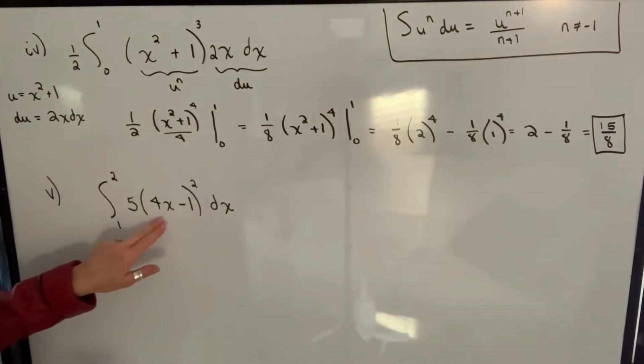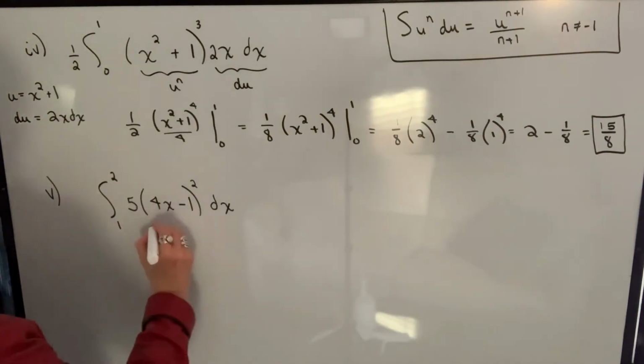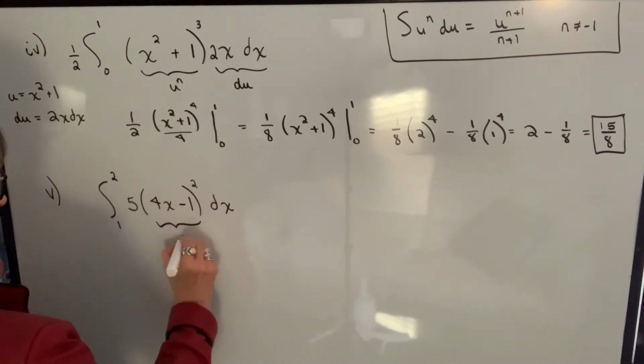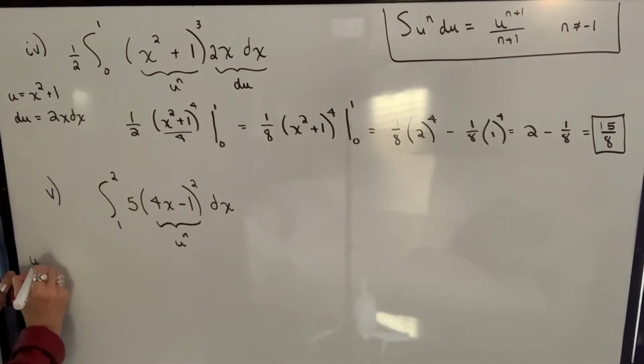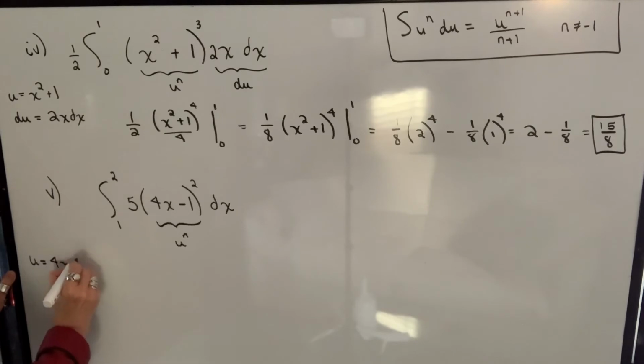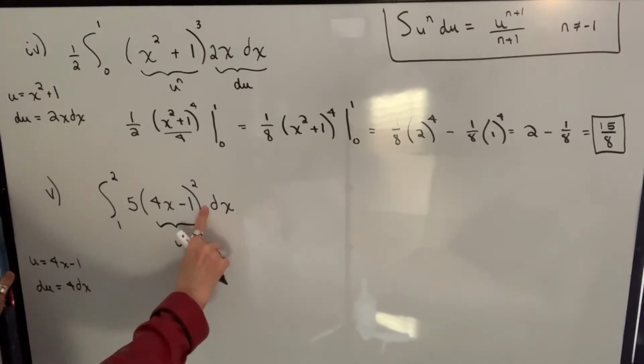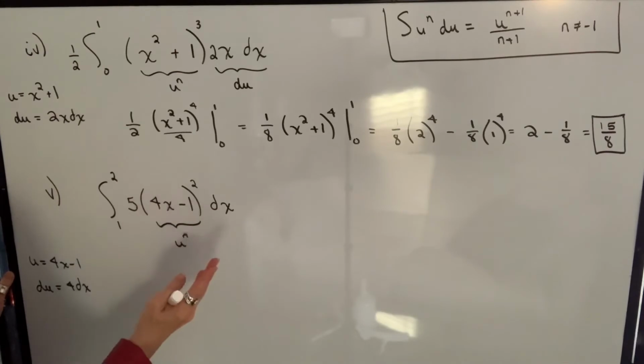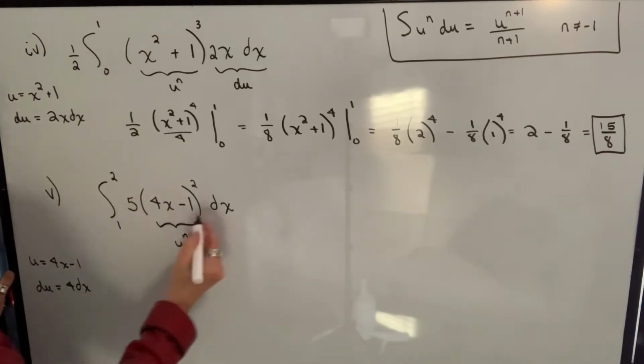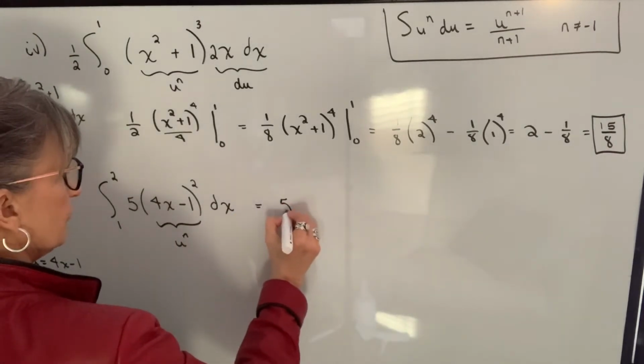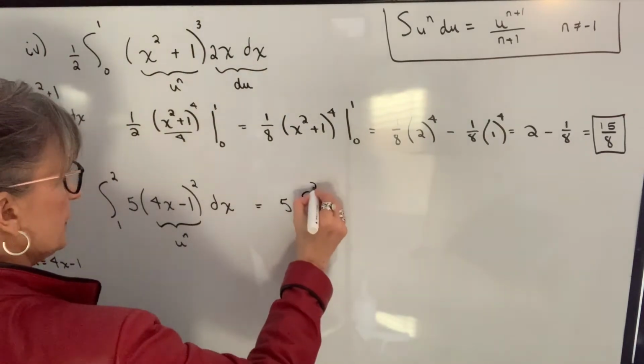In the next question, we have another power. So this is our u to the n. Therefore, we're defining u as 4x minus 1. The derivative will be 4, so the du factor will be 4 dx. I don't have the 4. I have a 5, but that's not going to be part of it. So what you can do is move that 5 in front of the integral sign. It has nothing to do with the du factor.